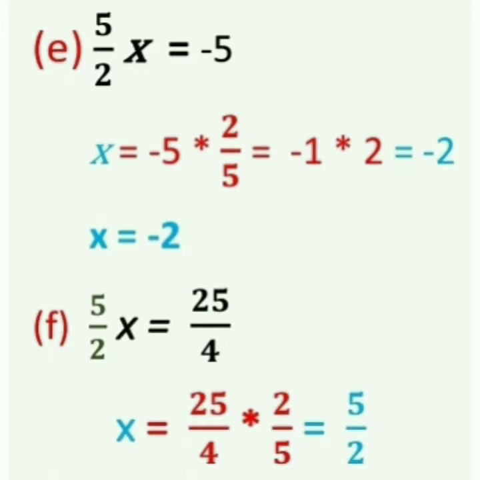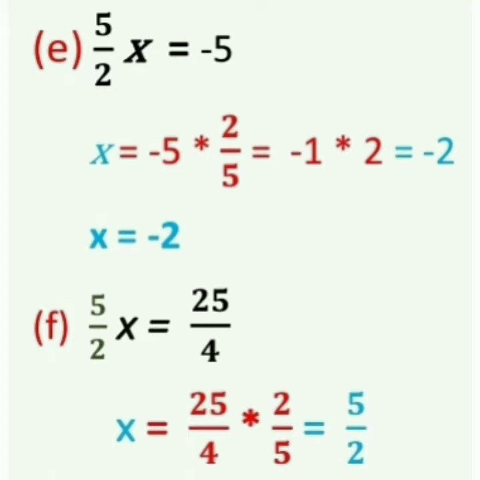That is, we have to take the reciprocal. That means x is equal to minus 5 into 2 upon 5. Then plus 5 and minus 5 will cancel each other and minus 1 is remaining. Then minus 1 into 2 is equal to minus 2. So the answer is x is equal to minus 2.